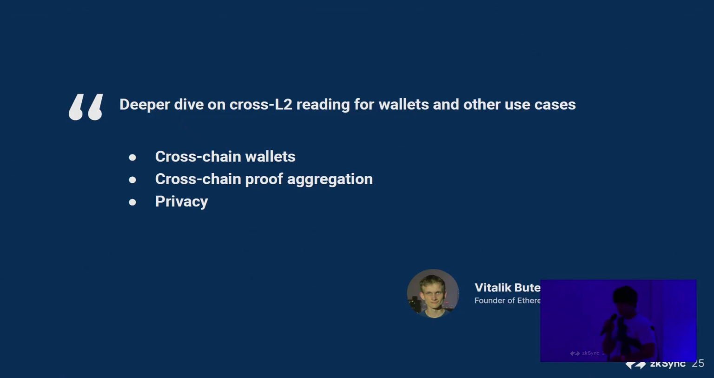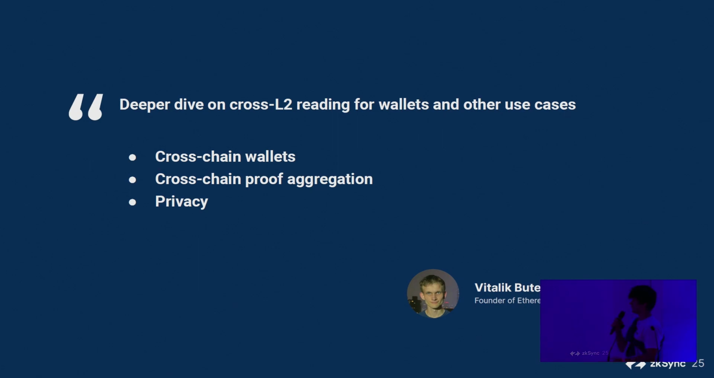Okay, so let's talk about user experience. What will it feel like to use a hyperchain? So Vitalik also wrote about this in a deeper dive on cross L2 reading for wallets and other use cases. So cross L2 reading is the Merkle proofs used for hyperchains. He mentions cross-chain wallets, which are wallets that support multiple chains at the same time. These will be integrated into the native account abstraction on zkSync.